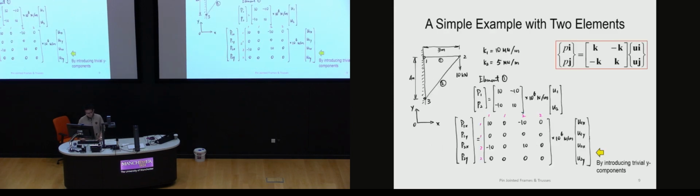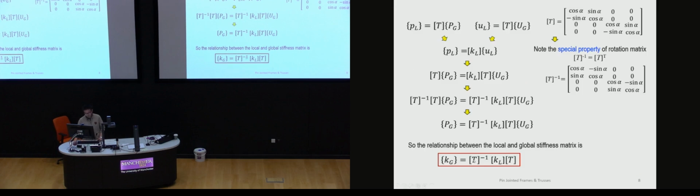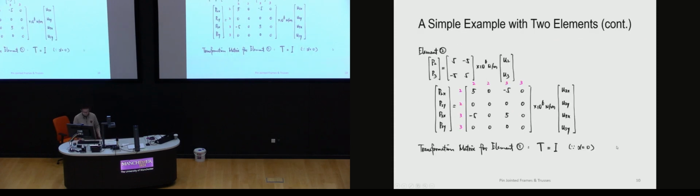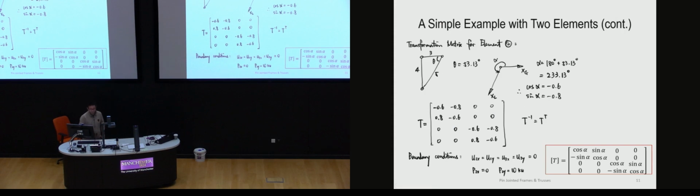By using this formula, you have KL, which is the minus 5, 5 matrix we derived just now with a few zeros, and you have the transpose of the transformation matrix, and then you have the transformation matrix. Multiply them together, and you're going to have the global one. So this is something you need to solve. But before you really do the assembly and solve the whole thing, I suggest you do one more step, which is marking down the boundary conditions.